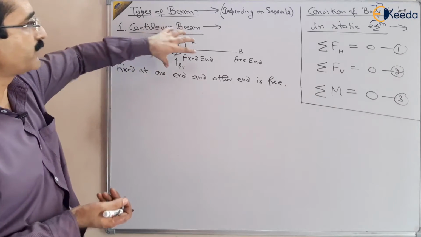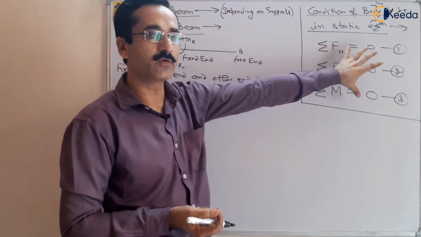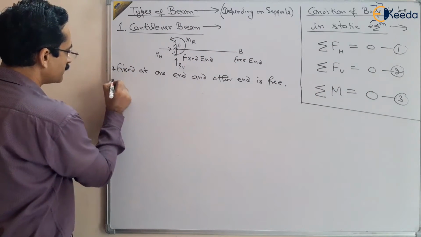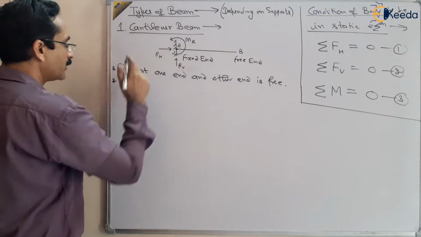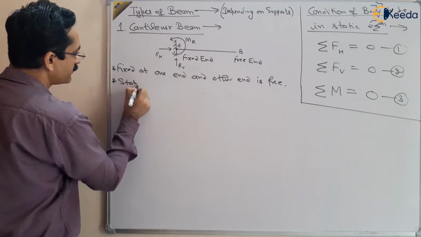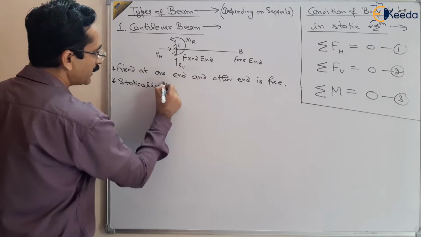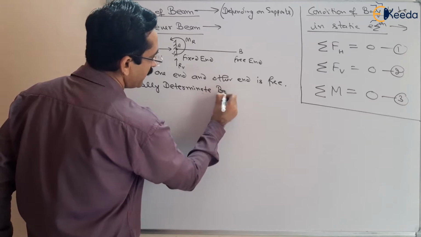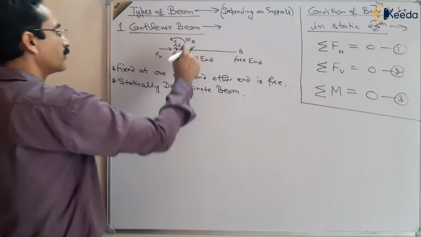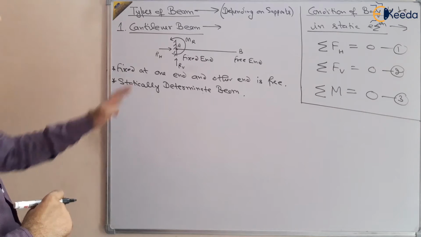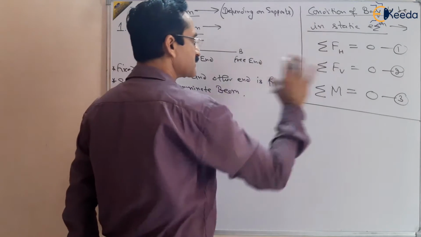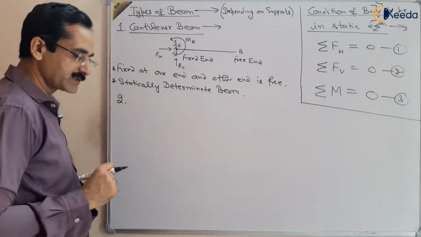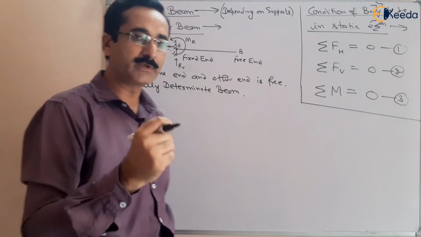Here there are 3 unknowns and we have 3 equations to solve. So it is a statically determinate beam. So you must remember that this is a very important beam because it is statically determinate beam, because it has only 3 reactions, 3 unknowns, right? So we can solve these reactions using these static equilibrium conditions. Next is simply supported beam.